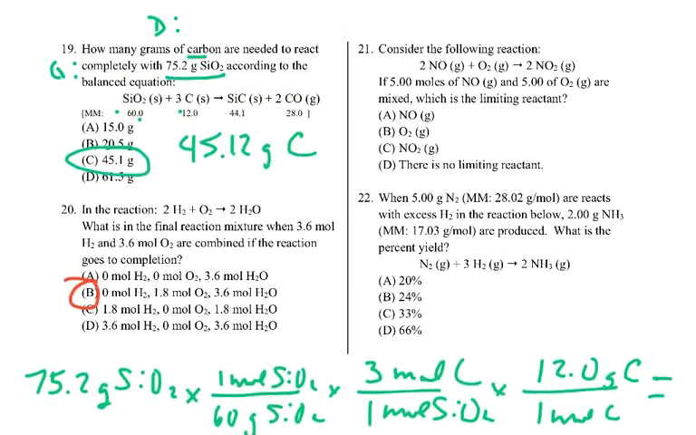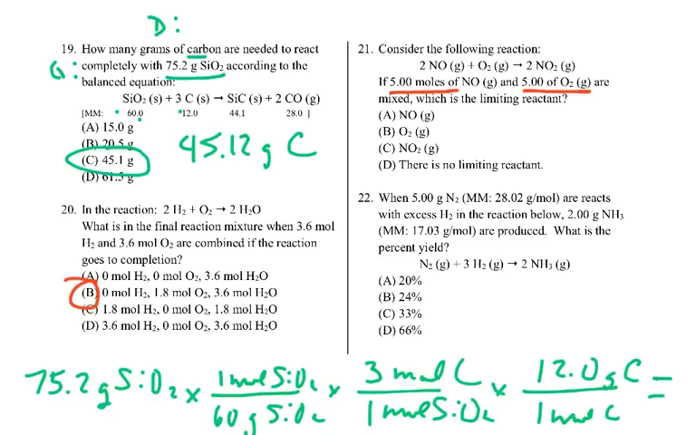Okay, let's go up here to 21. Now we say consider the following reaction. If 5 moles of NO and 5 moles of O2 are mixed, which is the limiting reactant? Now I can actually calculate this out, but since I'm dealing with moles, I can do this together. 5 moles and 5, I assume that means moles. So 5 moles of NO and 5 moles of O2.